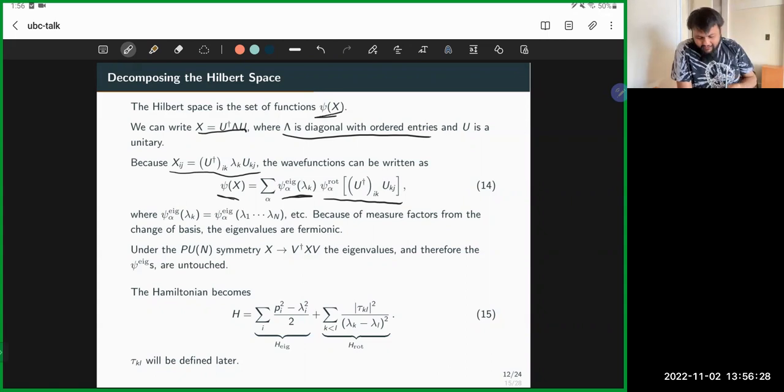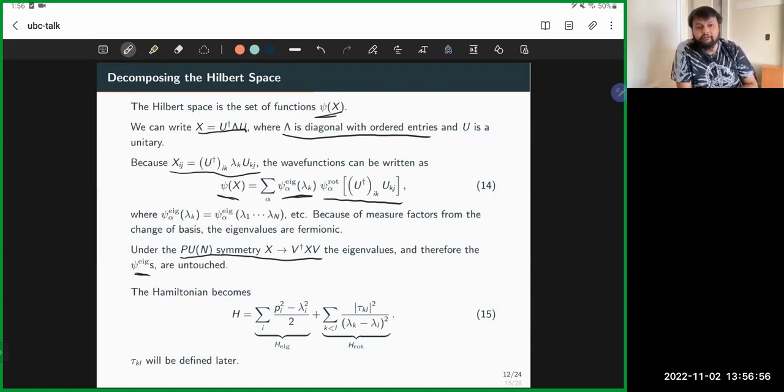By the way, the eigenvalues, because of measure factors, which anyone who has studied matrices has learned about, become fermions. And so from now on, I treat them as fermions. One of the important things about this decomposition is that there's a symmetry. Under the symmetry, the eigenvalues don't change. So in particular, the eigenvalue wave function is also untouched by the symmetry. It only acts on the rotational wave functions.